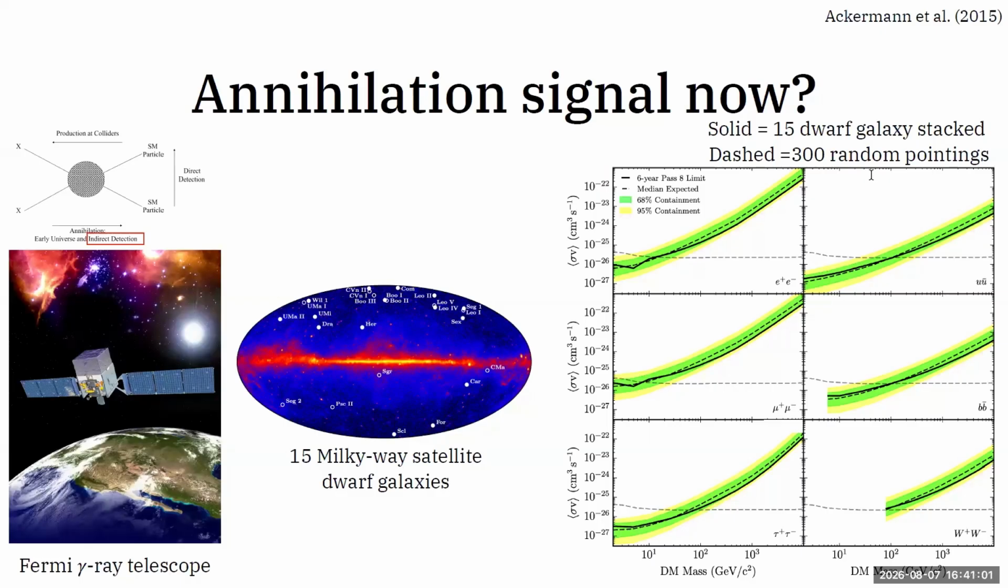Right? And what they did was they stacked around the gamma ray sky signal around dwarf galaxy, which is the solid line, and they compared that with 300 random pointings. That's dashed lines. If there were signature of dark matter annihilation, we expect to have an excess of gamma ray at the position of dwarf galaxies. But as you can see there, random pointings are consistent with the dwarf galaxy position. So we didn't see the evidence of dark matter interaction in the gamma ray sky.